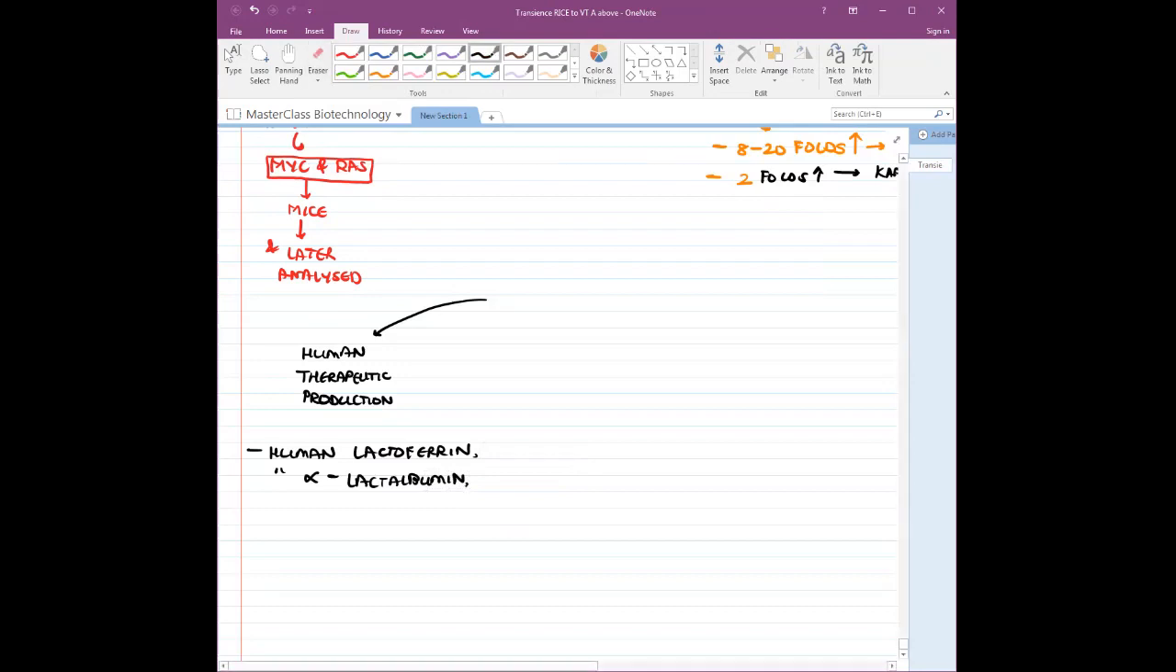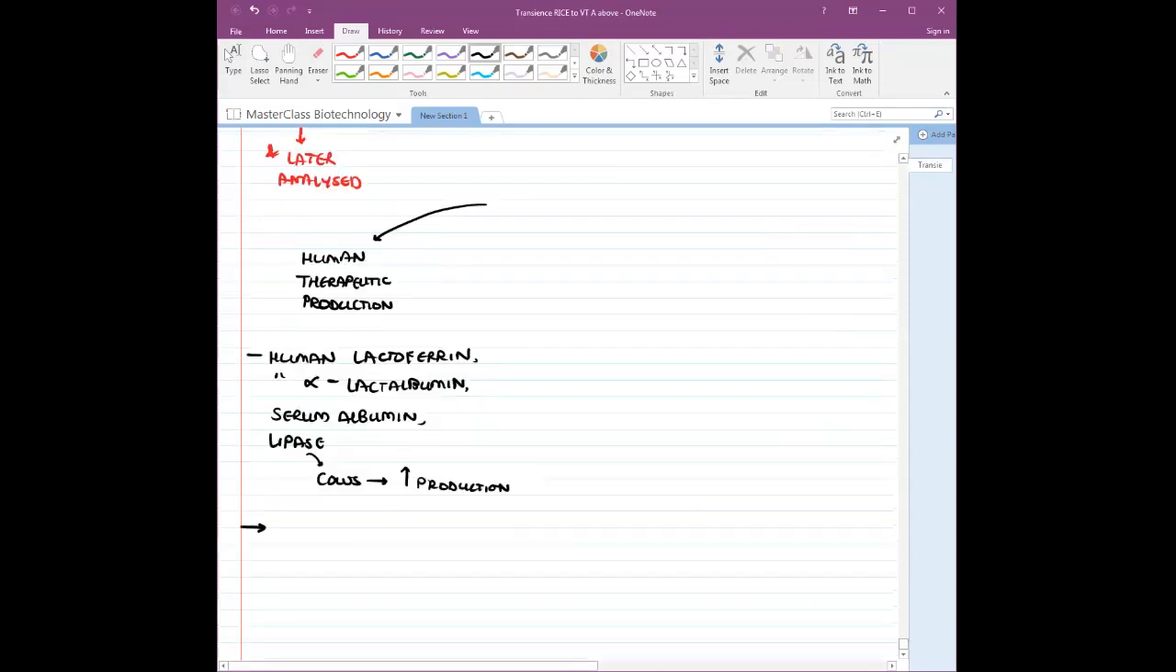After that, we have serum albumin. Then we have lipase. Guys, when we take these products and put them in cows, you are going to see increased production of all these things. Another thing that we have been doing, guys, is generation of factor 9 for the treatment of hemophilia.